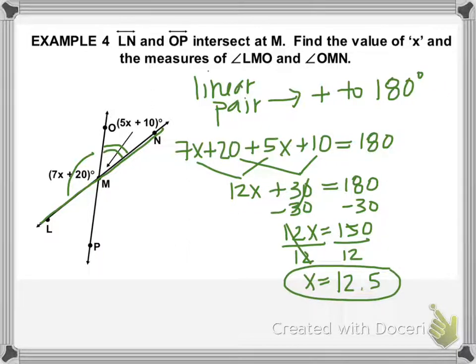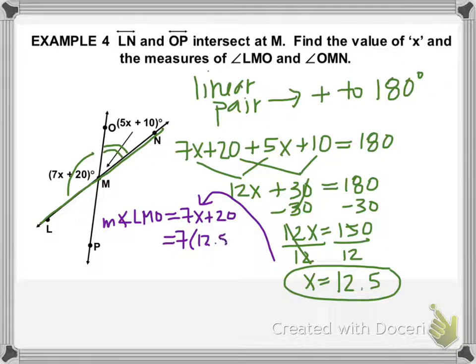I need to go back and find the measures of both of those angles that I just added up to 180. So let's go ahead and do that. So the measure of angle LMO equals 7x plus 20. We're going to replace x with 12.5. So 7 times 12.5 plus 20 equals 87.5 plus 20 is 107.5 degrees. That's the measure of angle LMO.